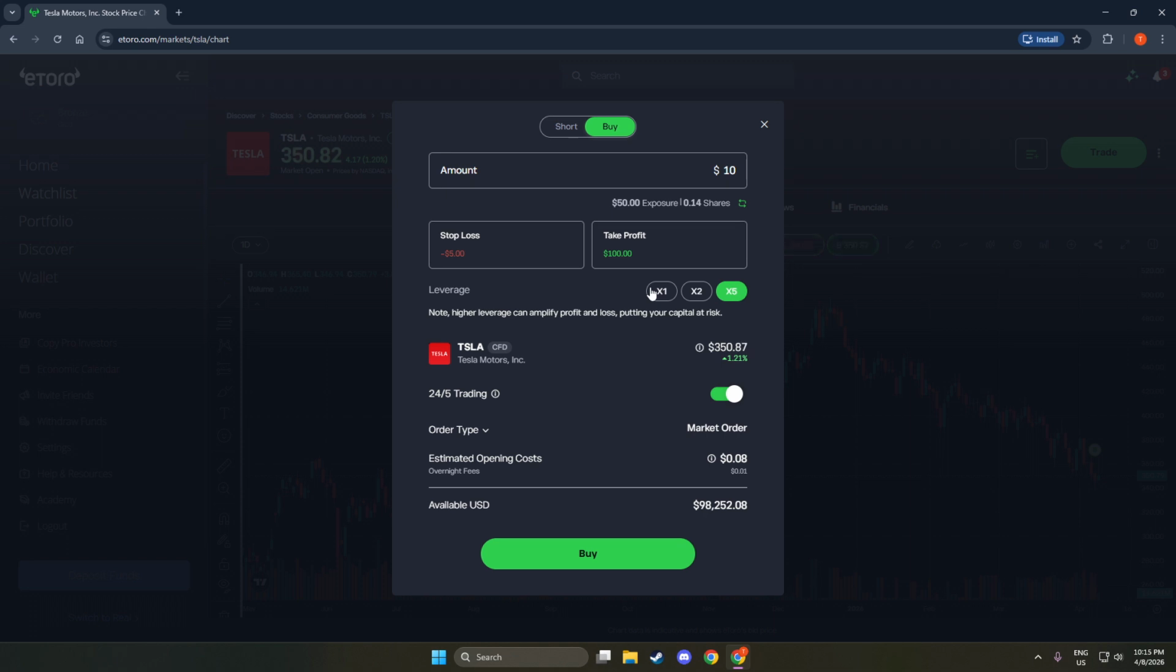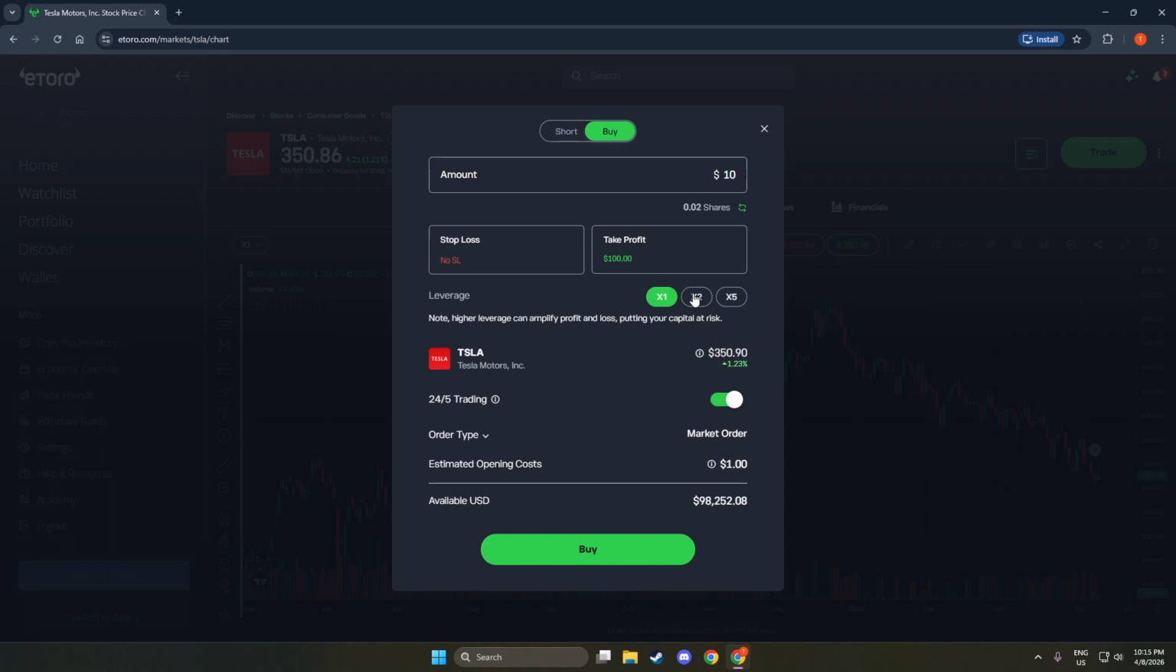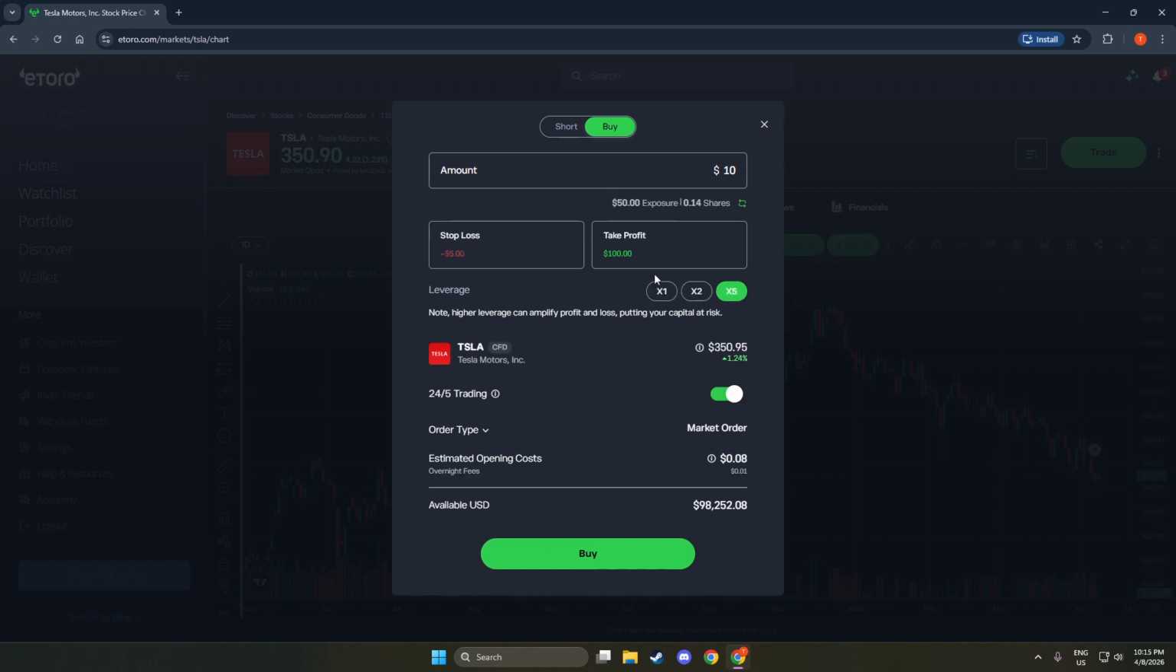Tap Leverage and select the level you want. For example, choosing X2 doubles your market exposure relative to your invested amount, while X5 multiplies it by 5. Keep in mind that while your potential profit scales up, your potential loss can also scale just as quickly, and leveraged CFD positions can incur overnight funding costs if held beyond the trading day. Pick the multiplier that aligns with your risk tolerance and the asset's volatility.